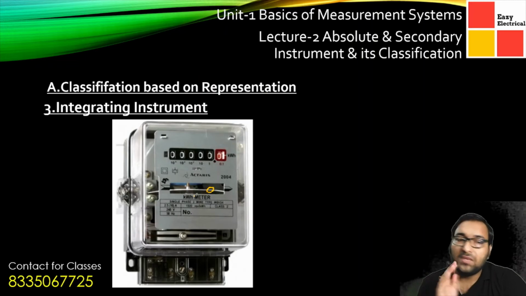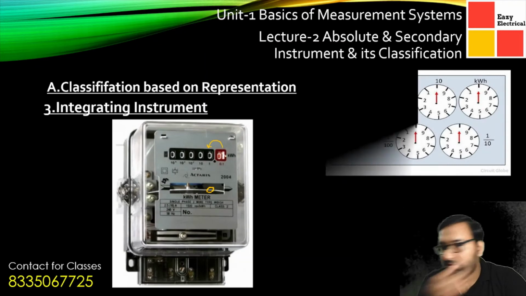But earlier it used to have this disk, and this disk used to rotate, and you can see the dial arrangement is there, like 0.1, 1, 10, like that it is arranged. One complete rotation will give this one indication. Now if it completes 10 divisions, then this box will get filled with 1. So this is the dial arrangement.